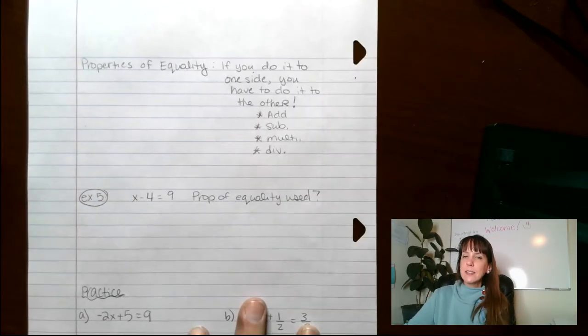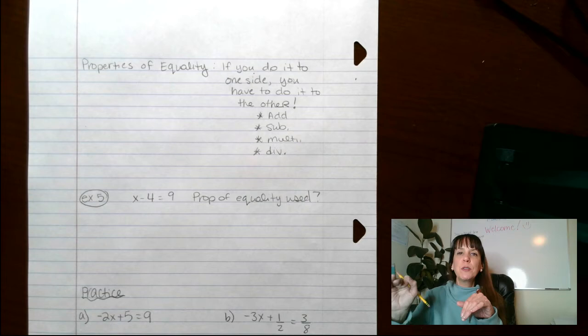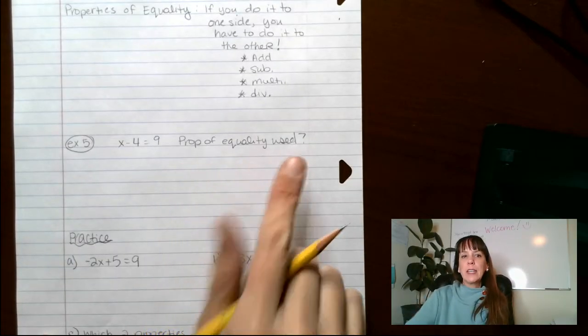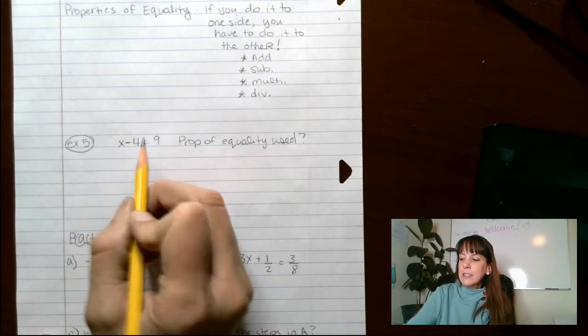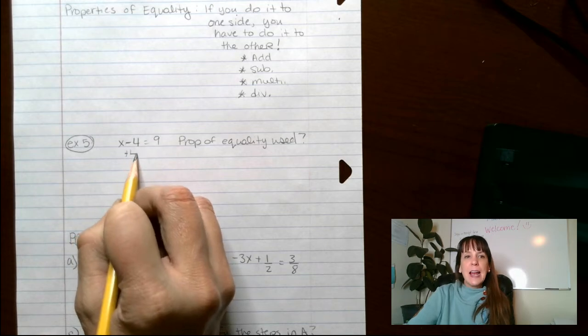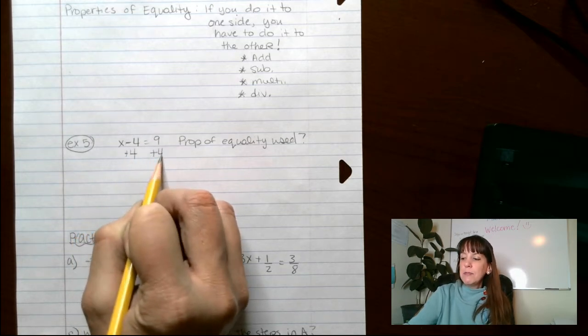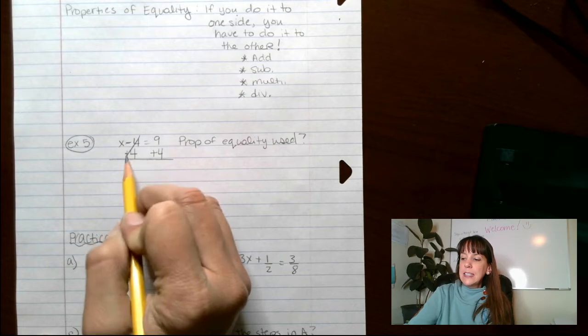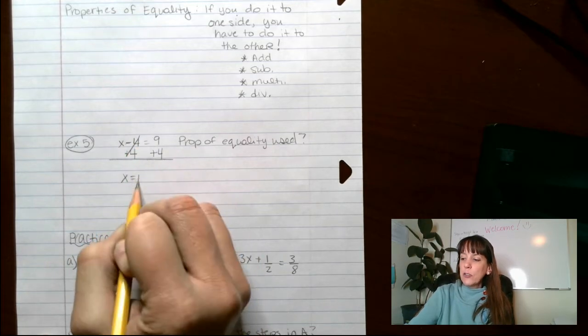All right, guys. So the properties of equality, this is great. If you do it to one side, you have to do it to the other, and that applies for if you're doing it with addition, subtraction, multiplication, or division. So for example 5, it says, what property of equality is used? Well, x minus 4, the opposite of subtracting, is adding. Plus 4, plus 4. That will cancel these guys out, and I get x equals 13.